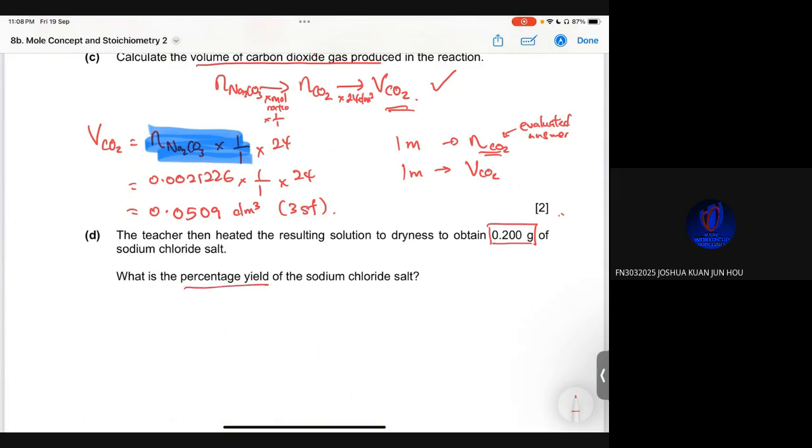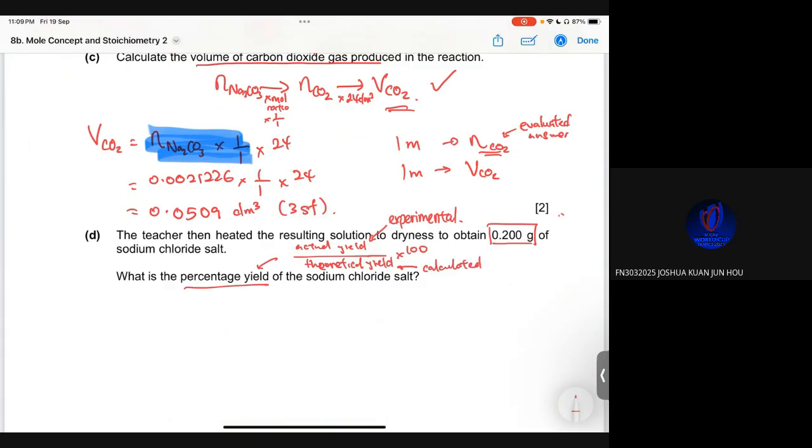To find percentage yield, once they say this, you know that I need to find actual yield divided by theoretical yield times 100. Then you must ask yourself, this 0.200 gram of sodium chloride, is it actual or theoretical? Ask yourself, what's the difference between actual and theoretical? Theoretical is the calculated one. Actual is experimentally obtained. I repeat, actual yield is experimentally obtained, meaning you obtain it from the experiment. Theoretical yield is the calculated one.